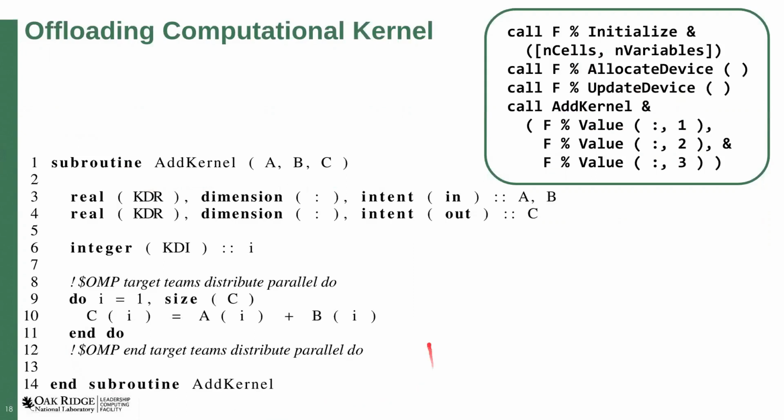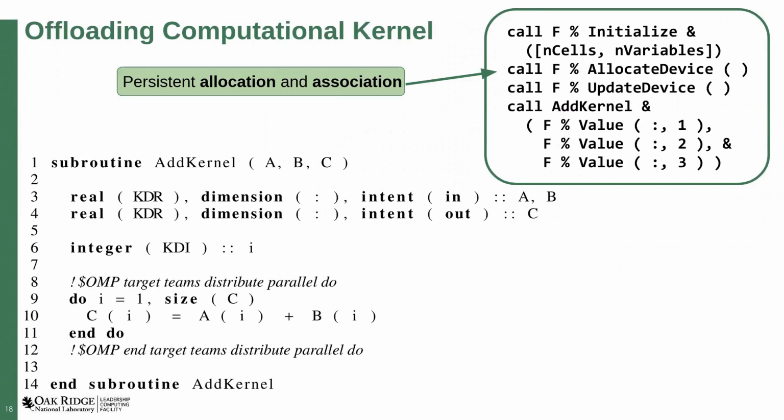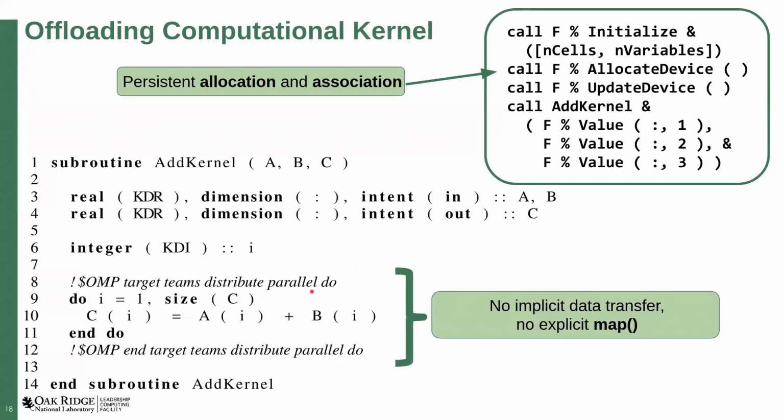This is the kernel. Granted, this is a really simple kernel just for illustration. But the point to be made here is that allocate device makes the persistent allocation and association. When we call the kernel, we don't have explicit mapping. We don't need explicit mapping. It's been done here. And there's also no implicit mapping nor implicit data transfer because it's been done here. So this affirmative control of how we move and map data is really what's giving us the performance to do our kernel offloading.